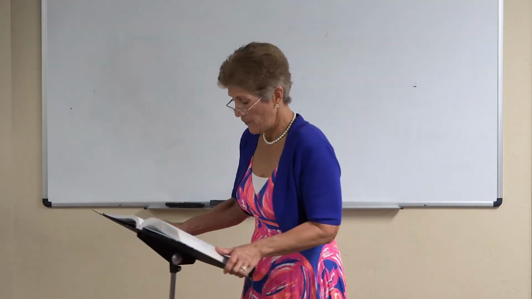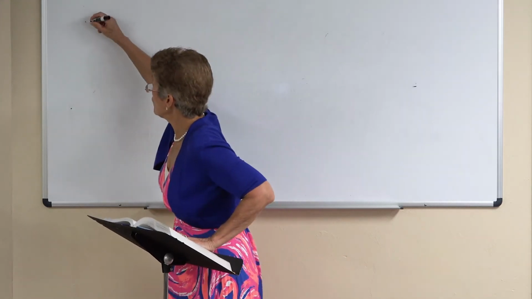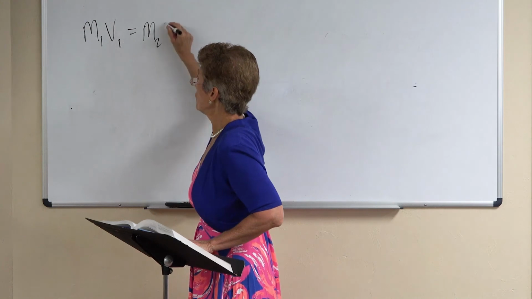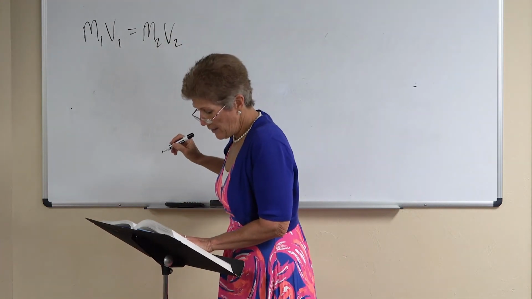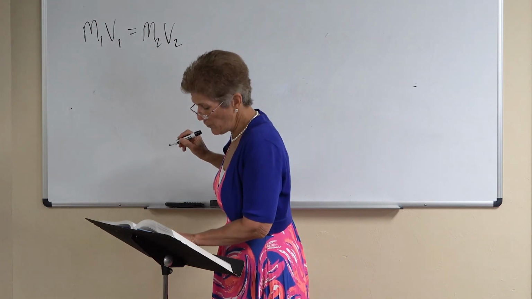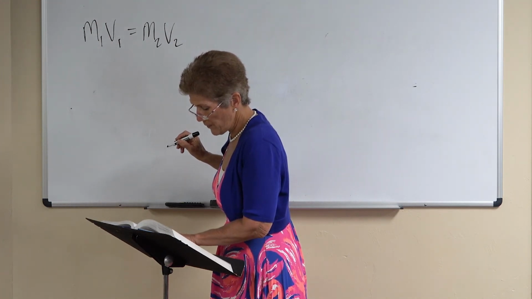Number 21. A chemist makes 50 mils of a sodium chloride solution with a concentration of 2.50 molar. A student wants to use that to make a 1.75 molar solution. What volume of the 1.75 solution can he make if he uses all of the original solution? Okay, so once again, we're going to do M1V1 equals M2V2. And he makes 50 mils with a concentration of 2.5.